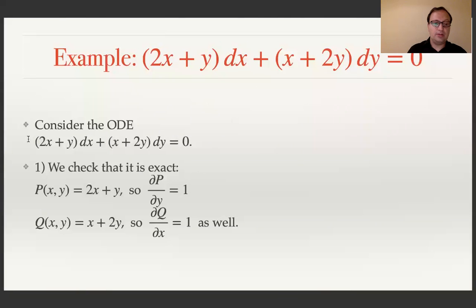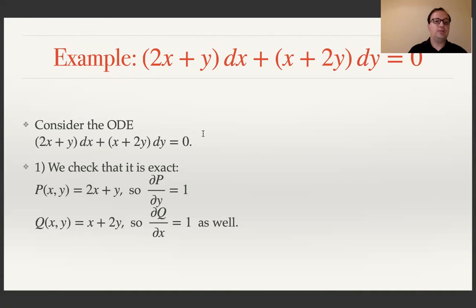Let's consider the ordinary differential equation (2x + y) dx + (x + 2y) dy = 0. This is written in differential notation, and if we divide it by dx, we get the same in standard form: (2x + y) + (x + 2y) y' = 0.